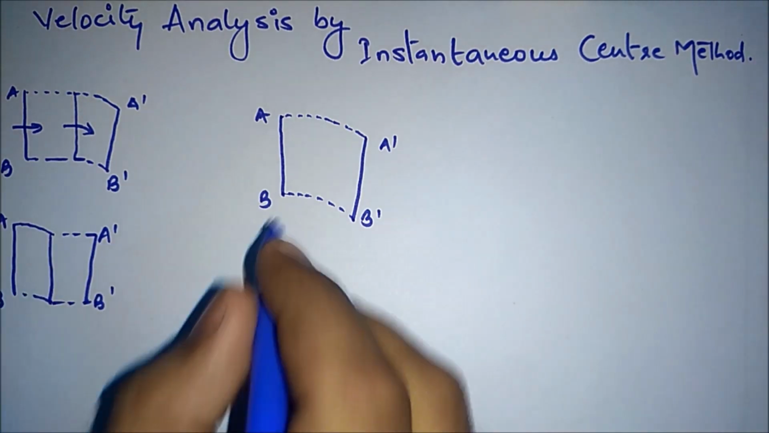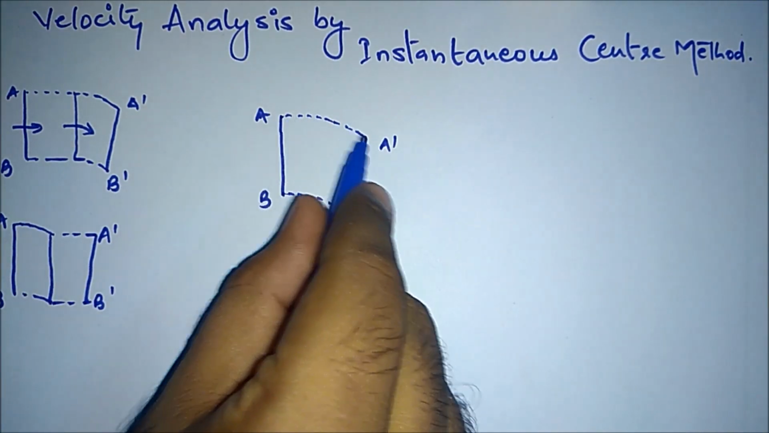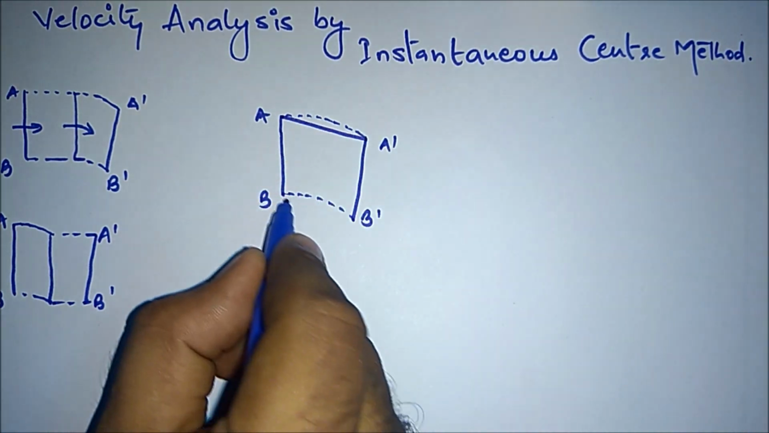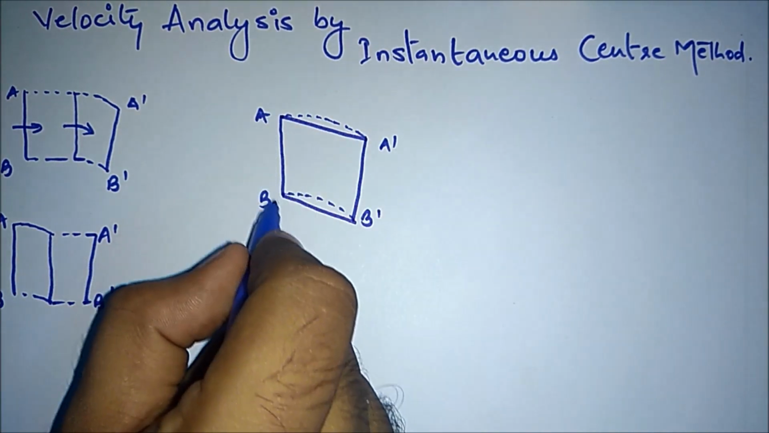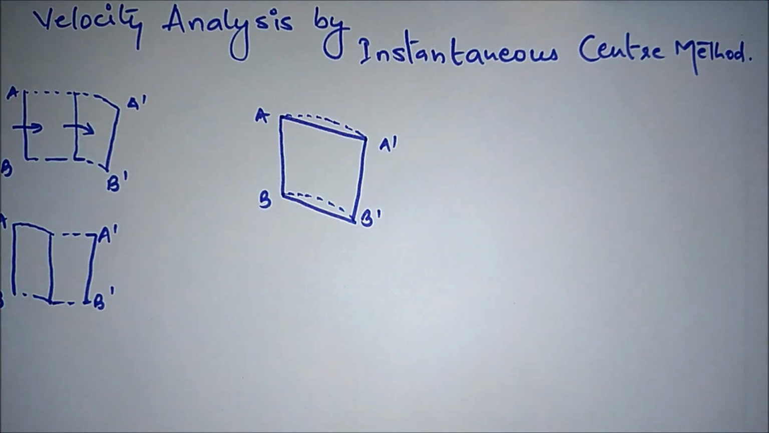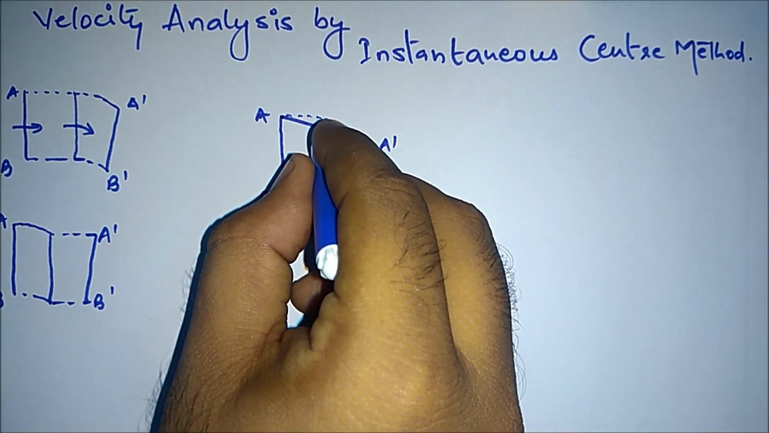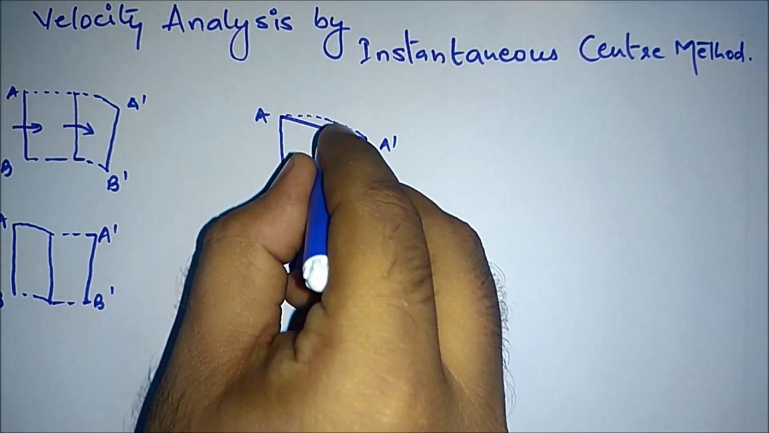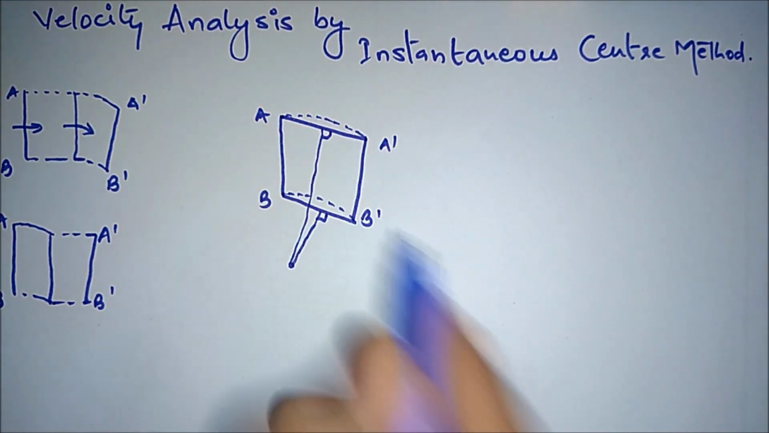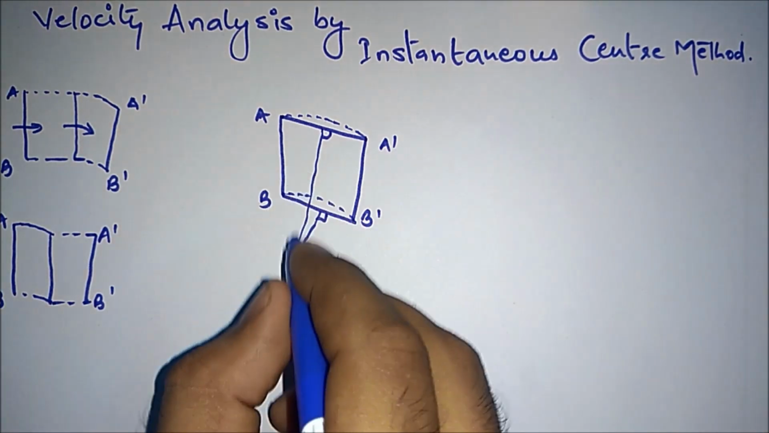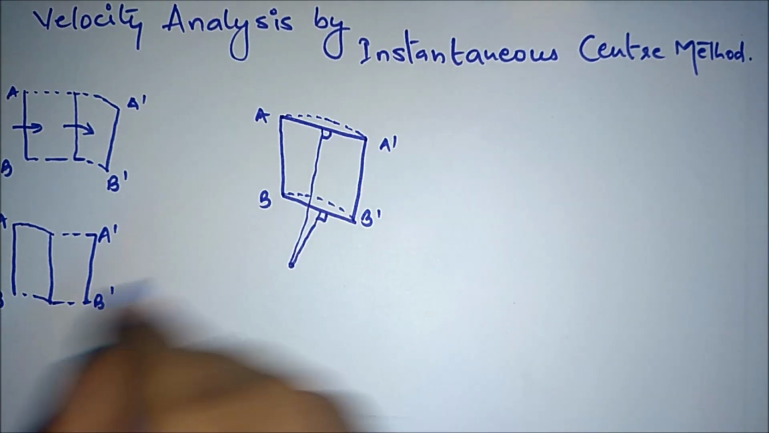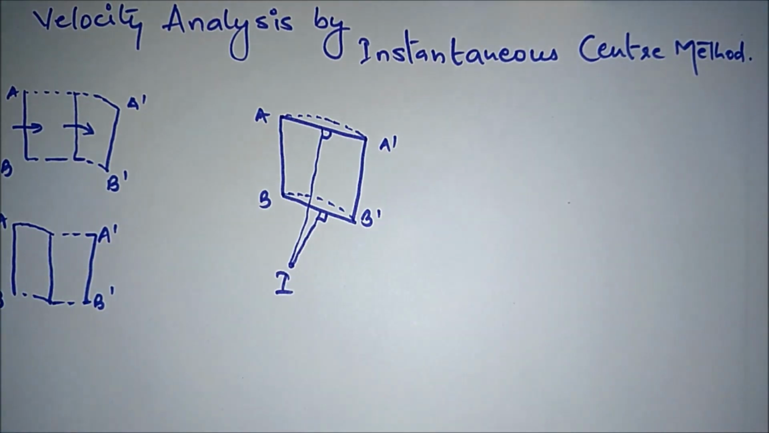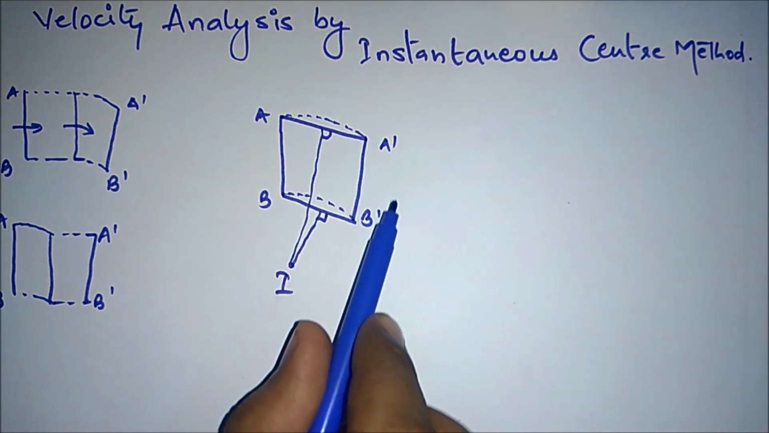Now this is part of a circumference, and these are the chords joining the initial and final positions, A to A dash and B to B dash. When we draw perpendiculars to these chords, this is the perpendicular to this chord and this is the perpendicular to this chord. The intersection point of these perpendicular lines to the chords is the center about which this rotational motion is happening.